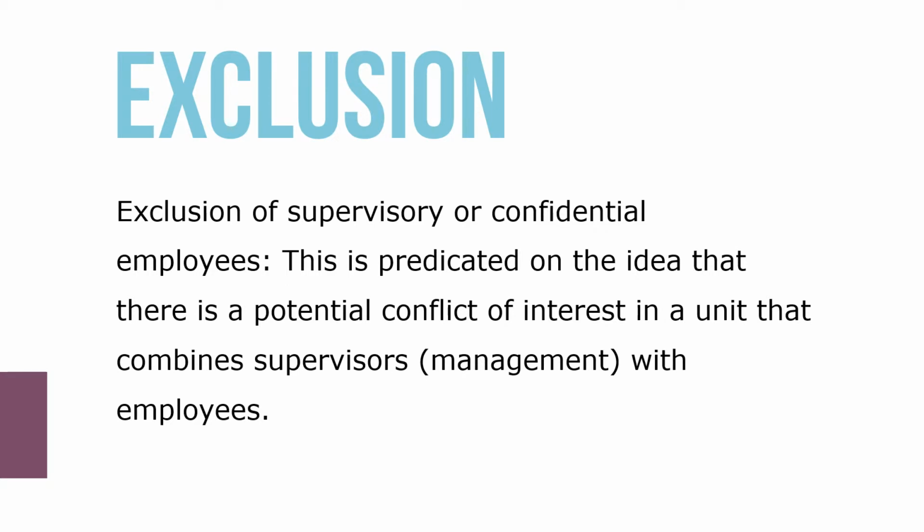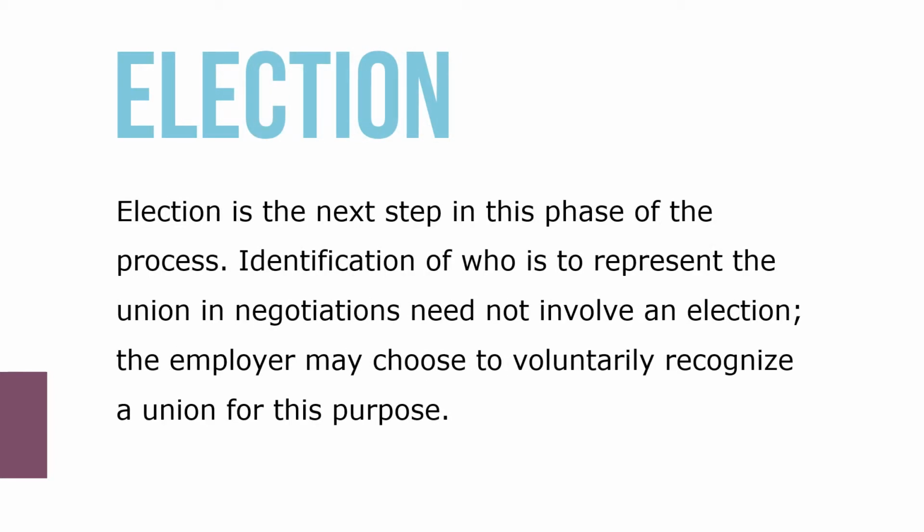Exclusion of supervisory or confidential employees. This is predicated on the idea that there's a potential conflict of interest in a unit that combines supervisors, management with employees. Election is the next step in this phase of the process. Identification of who is to represent the union in negotiations needs to involve an election.